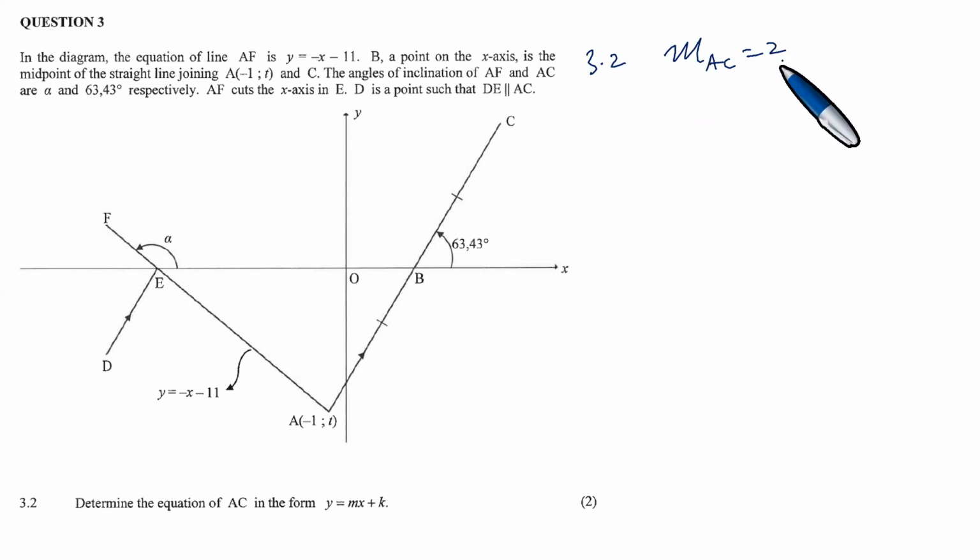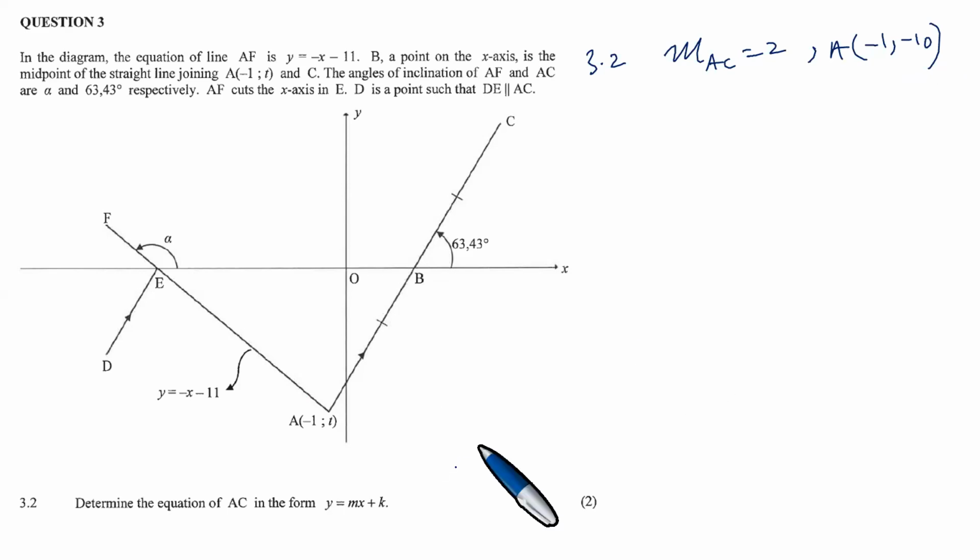We know that the point A has coordinates -1 and -10. We got the value of t to be -10 in the previous question. And this question is just a continuation of everything. And so we want to find the equation. So how do you find the equation?